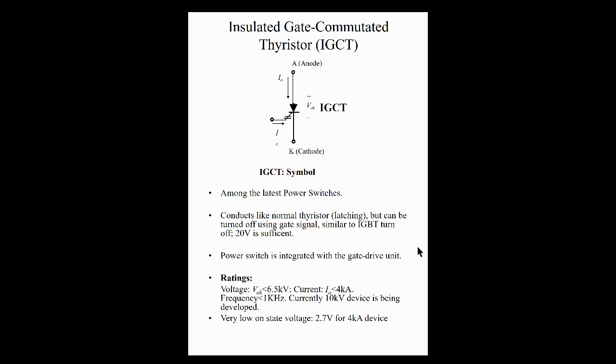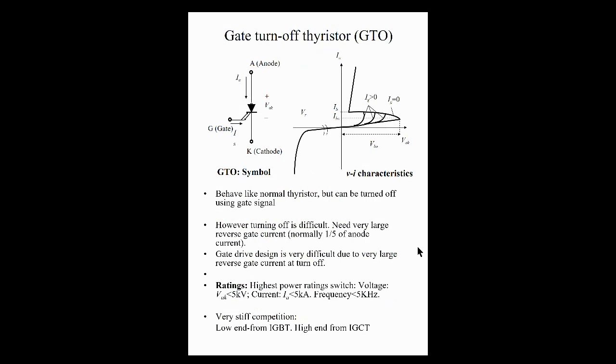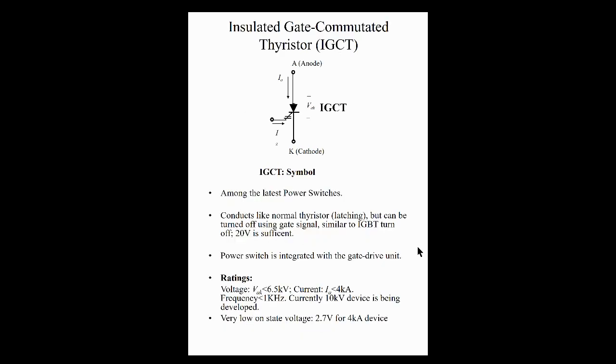But you're probably wondering, so what's the difference between the GTO, right? With the GTO, there's a problem. It is difficult to turn off, right? It is normally you require about 1/5 of the anode current. So they try to fix that problem, right? So with this device, you can turn it on and off with just 20 volts, right? So that's the key difference between the GTO and the IGCT.